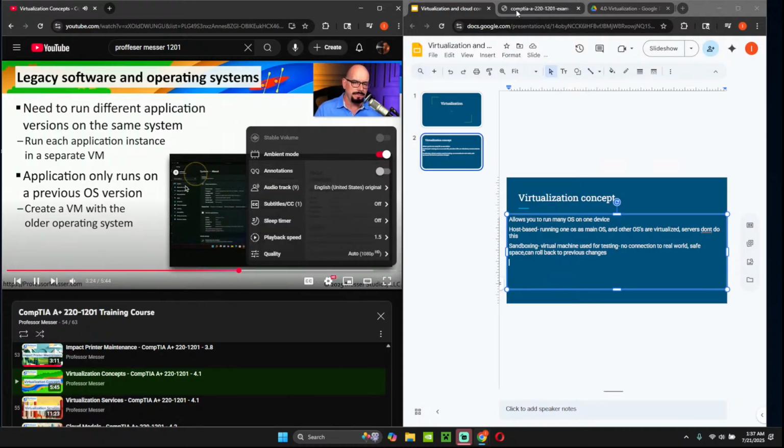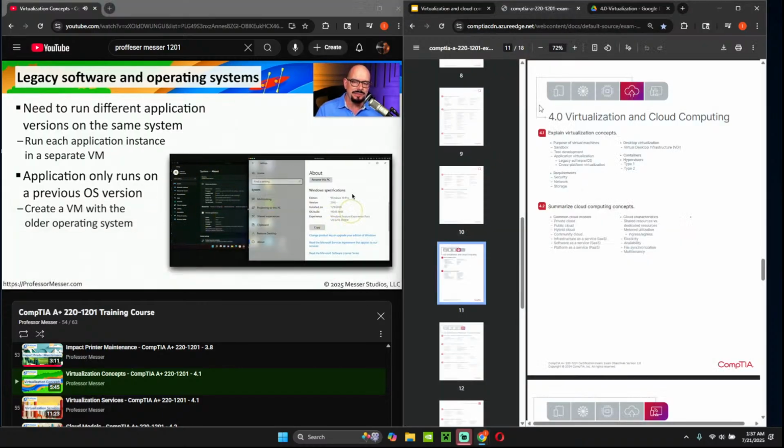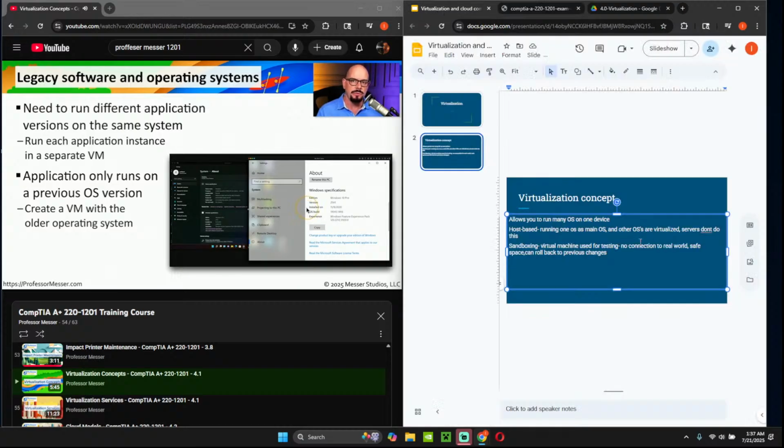I have a Windows 11 system that I'm running in one window and a Windows 10 system that I'm running in another. This allows me to switch back and forth between operating systems and run the application that works best in that particular version of the OS.